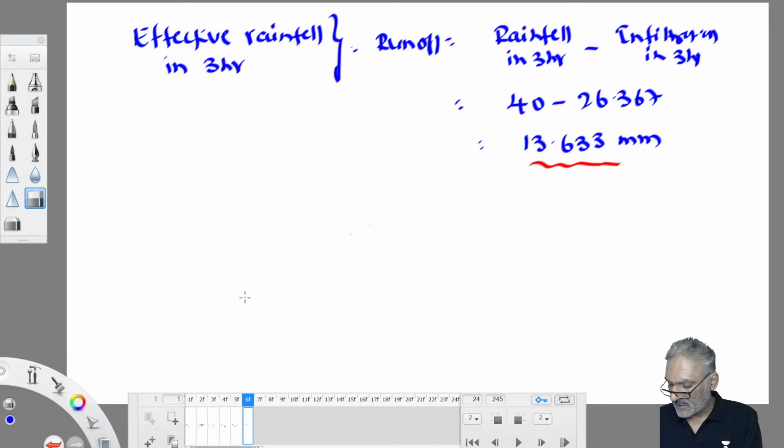What is that confusion? Sometimes the rate of rainfall is equal to the rate of infiltration. Sometimes the rate of infiltration is equal to the infiltration capacity. Sometimes it is the same, sometimes it is different. Okay?